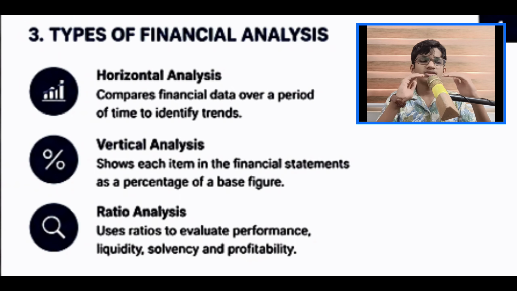Vertical analysis looks at a financial statement internally by showing each line item as a percentage of a single base figure. For example, on the income statement, we look at every single item as a percentage of revenue. On the balance sheet, we benchmark every item as a percentage of total assets to see how capital is distributed.